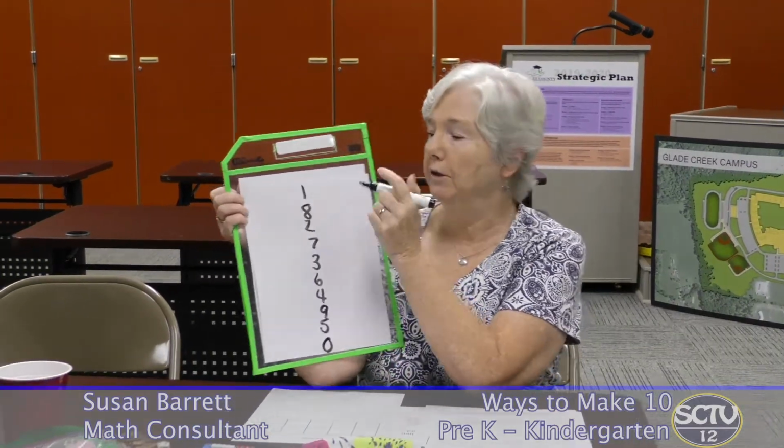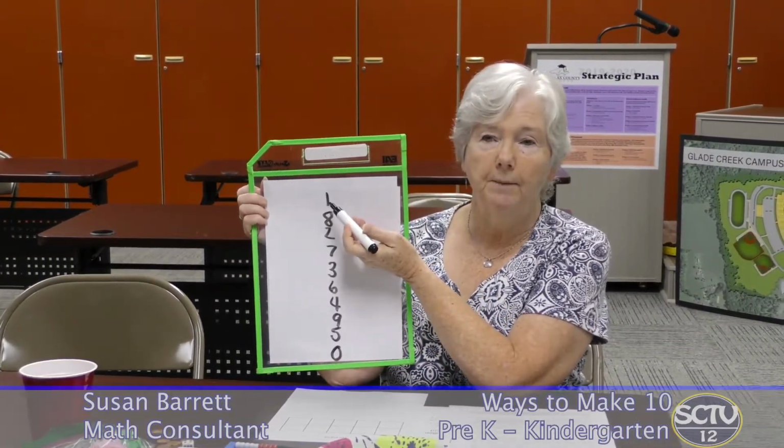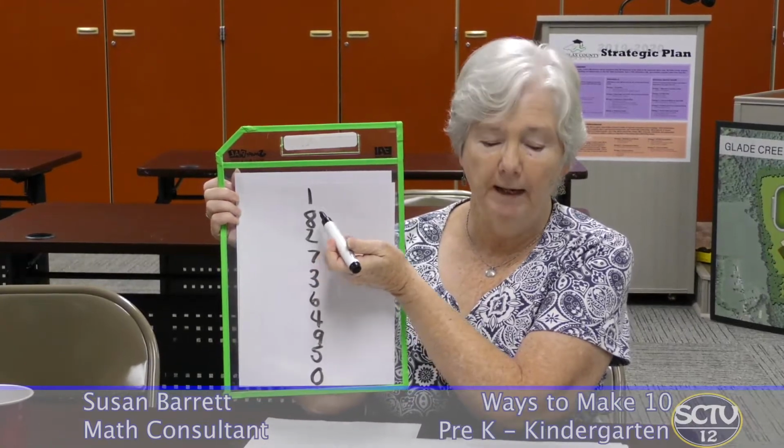One thing you can do is just write the numbers in a random order. And then just ask your child for each one, what goes with 1 to make 10? What goes with 8 to make 10? Just kind of a beginning assessment to see what they know already.